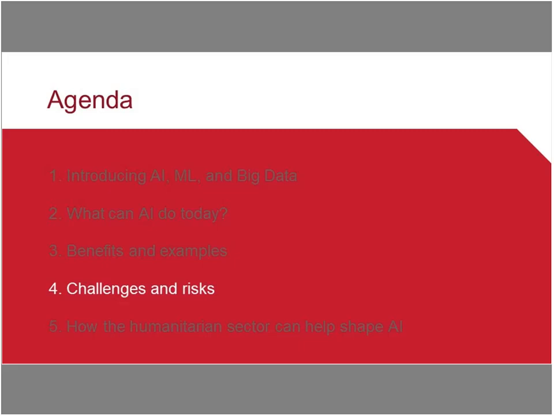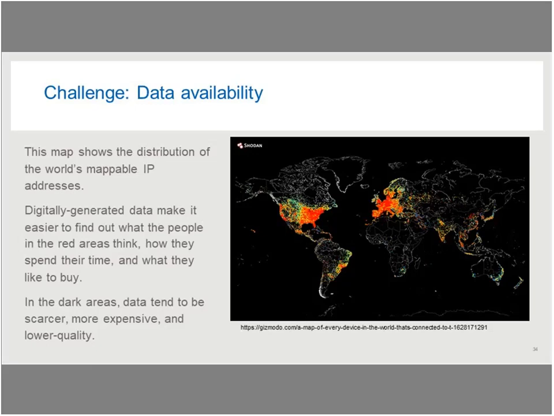Next slide, please. So that brings us then to the next big topic we wanted to talk about, which is challenges and risks. Next slide. So I really love this map. This is a map that was done a couple years ago. Distribution of the world's mappable IP addresses.